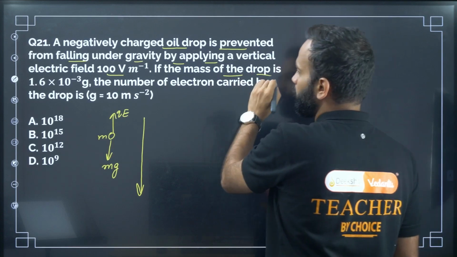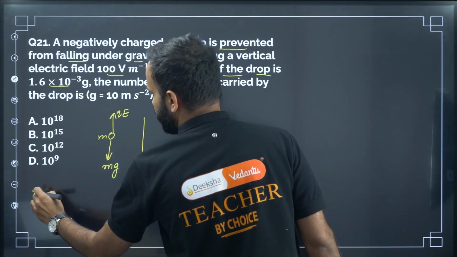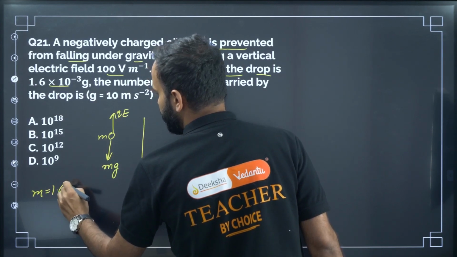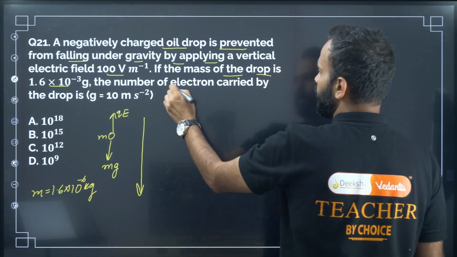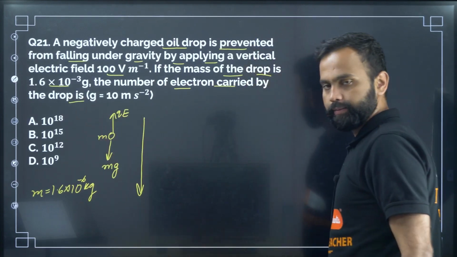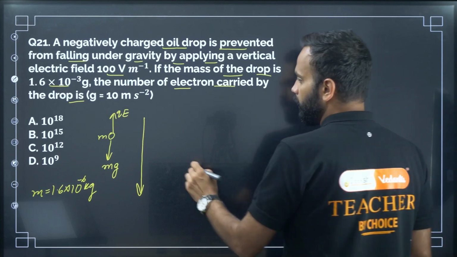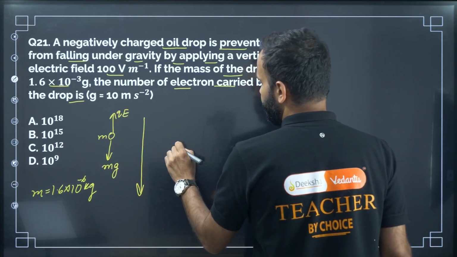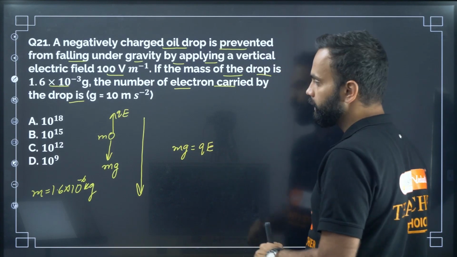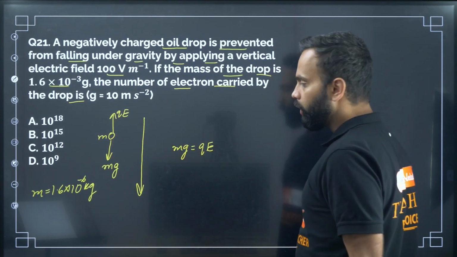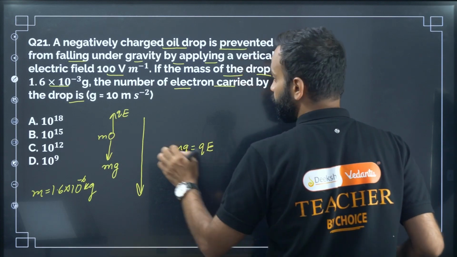If the mass of the drop is 1.6 into 10 to the power minus 3 gram, that is m equal to 1.6 into 10 to the power minus 6 kg. We need to find the number of electrons carried by the drop. Here mg is equal to QE, mg is equal to Q into E. So what is Q? N into e, the total charge in the oil. So Q equal to N into e.